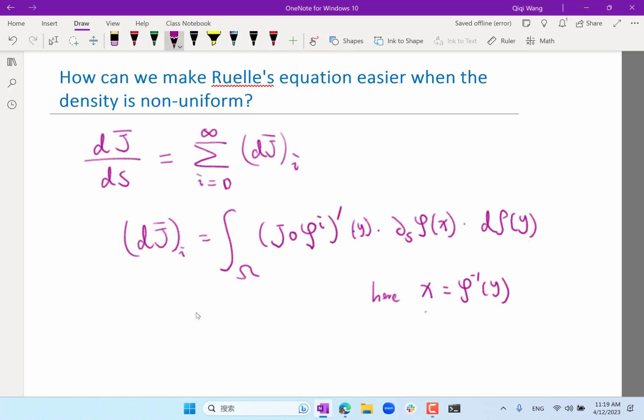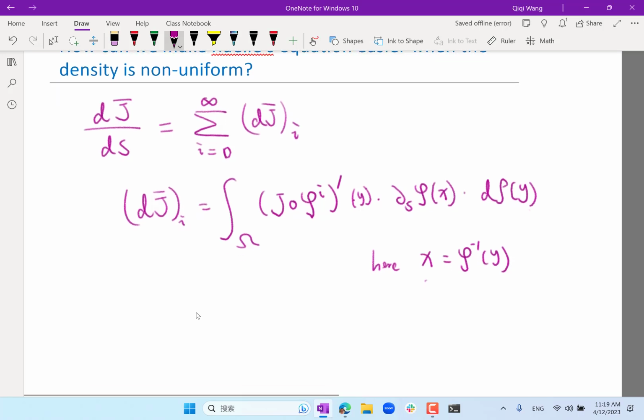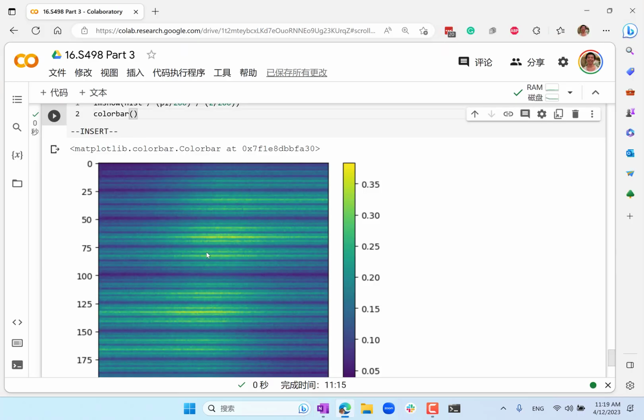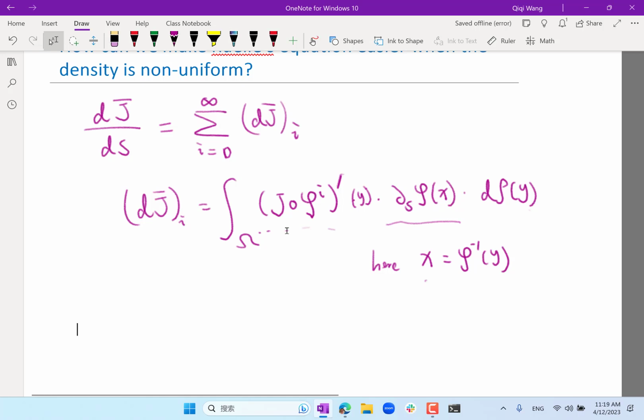So what's interesting here is that in the previous case, when we have a uniform density, we basically just did the integration by parts on the whole domain and moved this derivative into this function, right? Because the d rho y is just a dy when we have a uniform density. But in the case where the density is like this, integration by parts doesn't work, right?